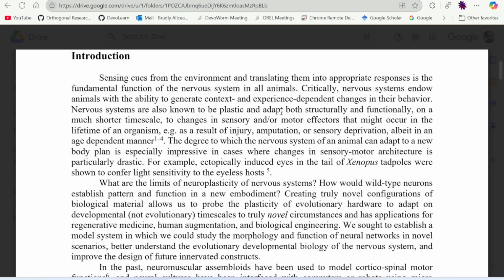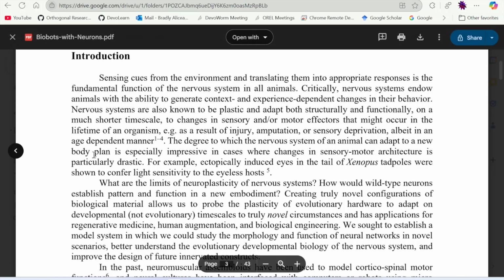Nervous systems are also known to be plastic and adapt both structurally and functionally on a much shorter time scale to changes in sensory and or motor effectors that might occur in the lifetime of the organism, say for example as a result of injury, amputation, or sensory deprivation. The degree to which the nervous system of an animal can adapt to a new body plan is especially impressive in cases where changes in sensory motor architecture are particularly drastic.